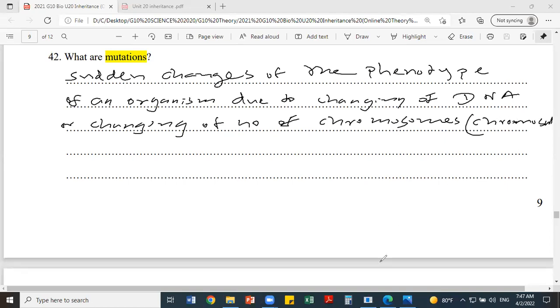Chromosomal mutation. I'll write here the other line. Due to the changing of the number of chromosomes means, in other words, more than 46 in the case of humans, or less than 46. So normally we have 46. If it becomes more than 46 or less than 46, so maybe 45 chromosomes, it's a chromosomal mutation. Or more than 46, that means 47 chromosomes. So then it's a chromosomal mutation. One of the best examples is Down syndrome, Turner syndrome.